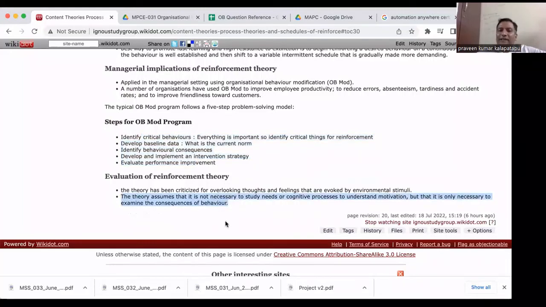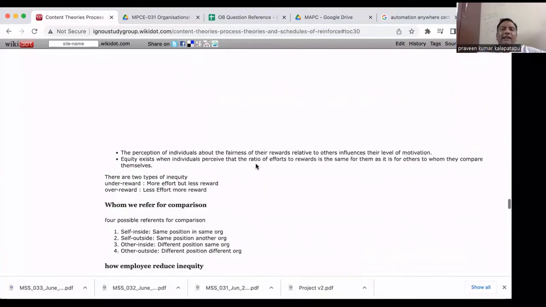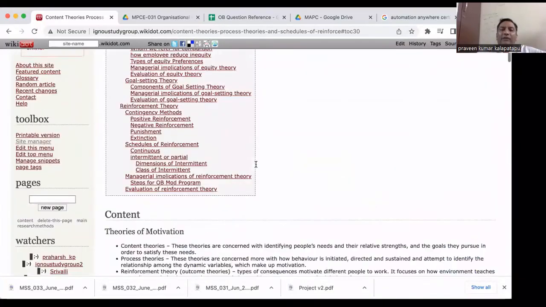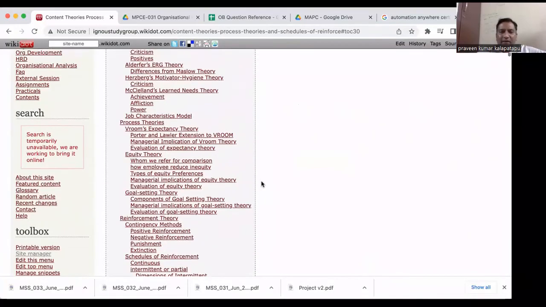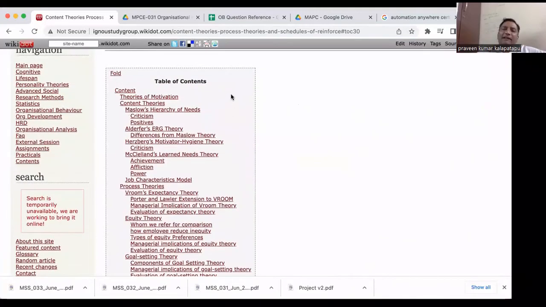So thoughts, feelings, etc. are basically overlooked. There is nothing that actually talks about it. So reinforcement mainly concentrates on reinforcement or rewards. Okay, it also doesn't really care about any thought process, cognitive processes at all. Okay, so it only talks about consequences of the behavior. That is what reinforcement theory is concerned with. Okay, so with this, we have completed this unit as well.